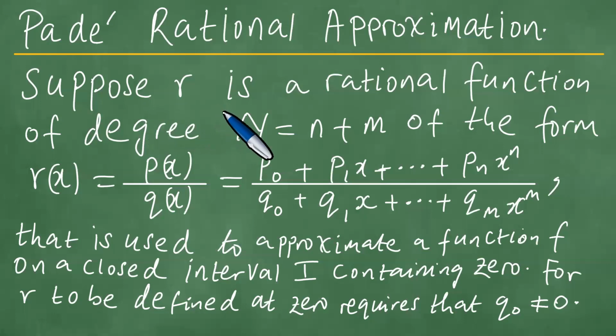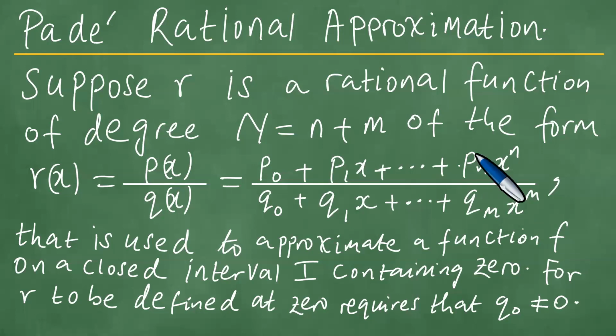We suppose that R is a rational function of degree n plus m. So it's key to realize that R itself becomes a rational function. What is the degree of the rational function R? It is the sum of the degrees of the parts in the numerator and the denominator. So it becomes a sum of the degrees of the polynomials that feature in the numerator and the denominator respectively.